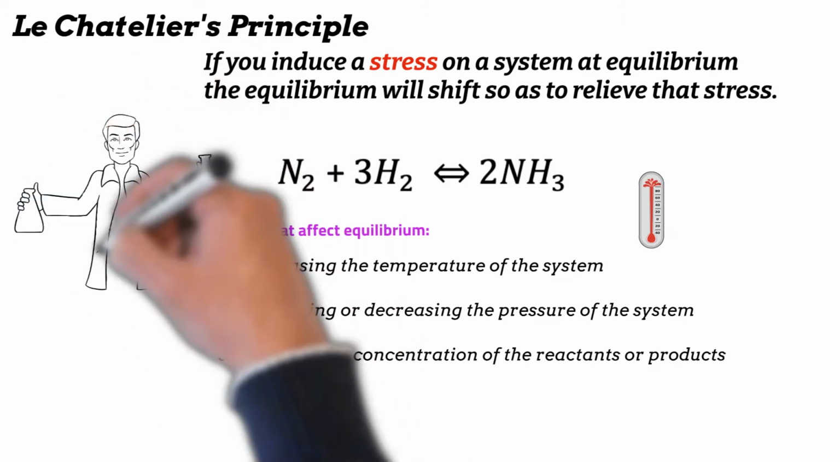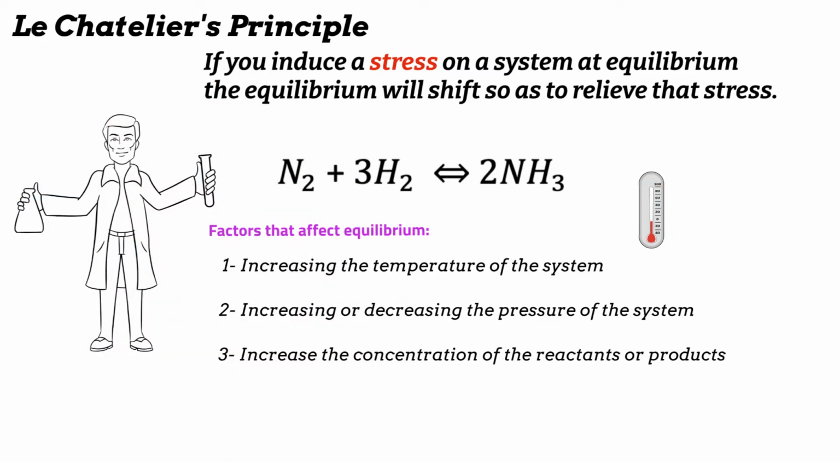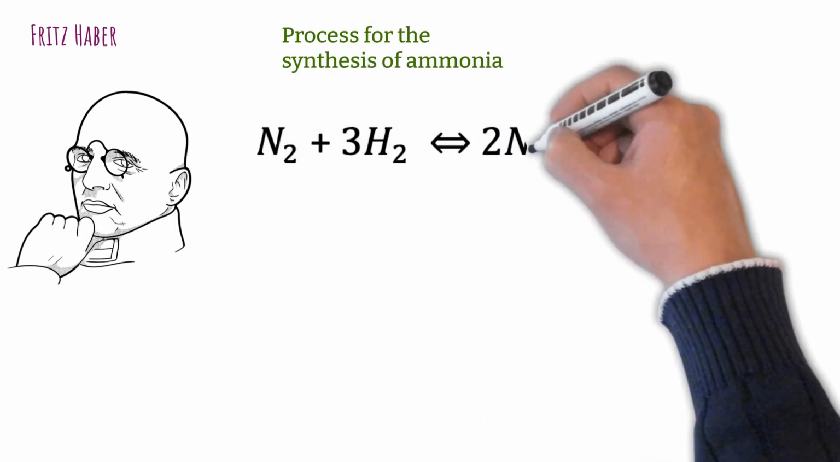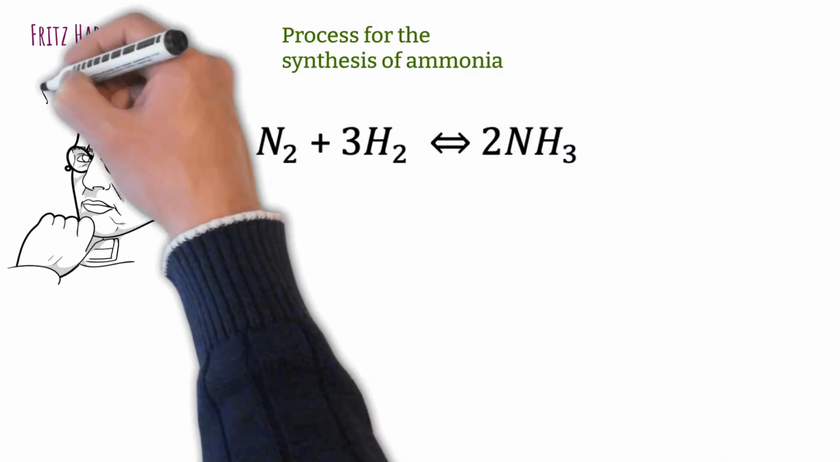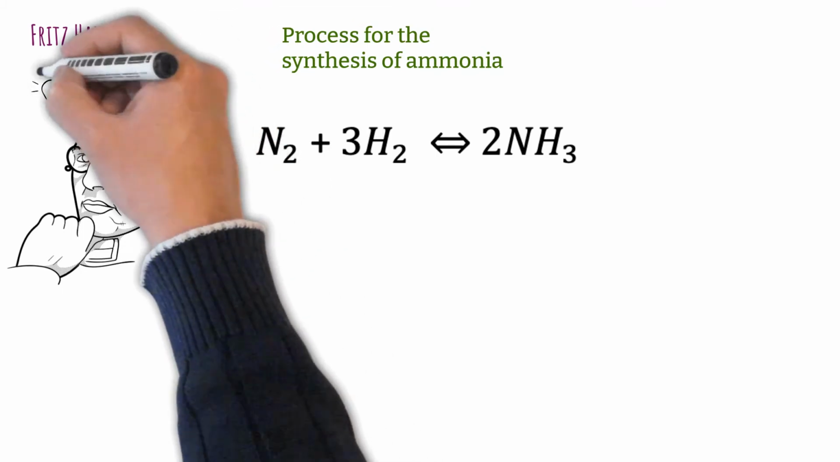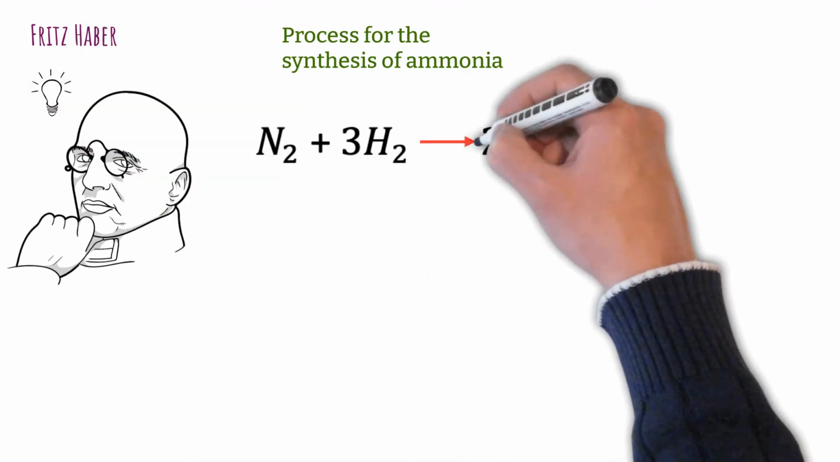If you were a chemical engineer in charge of production of ammonia using this chemical equation, you need to choose conditions that favor the desired product as much as possible. That is, you want the equilibrium to lie far to the right. Fritz Haber was developing the process of the synthesis of ammonia. After extensive studies on how temperature and pressure affect the equilibrium concentration of ammonia, he noticed that the production of ammonia is favored by conditions of low temperature and high pressure.